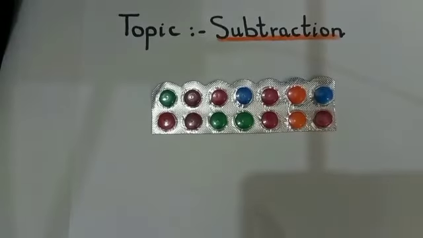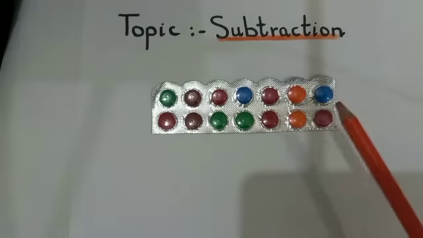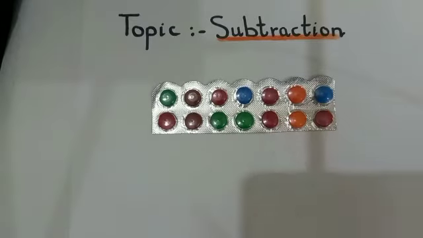Look at these. Do you want to eat? I want to eat 5 bunties. I like bunties. So I am going to take away 5. 1, 2, 3, 4, 5. At this time, I am going to take away 5.